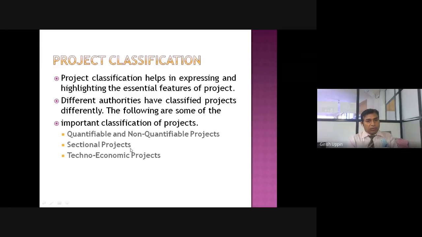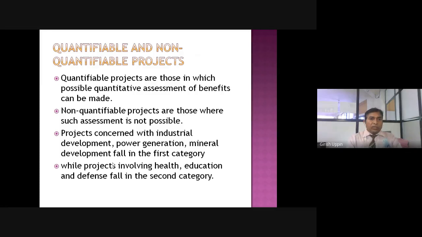Then sectional projects, we can put into different sectors. Those are the sectional projects we will see. And techno-economic projects, so technological and economical projects. Those are the three main categories. First one is quantifiable and non-quantifiable projects.